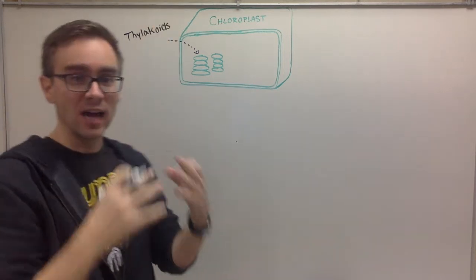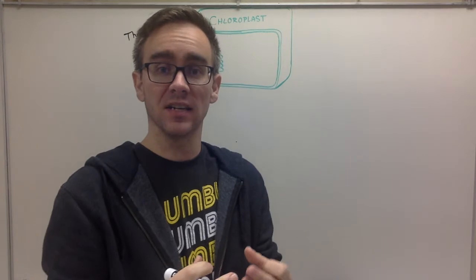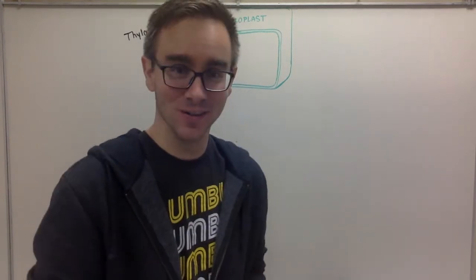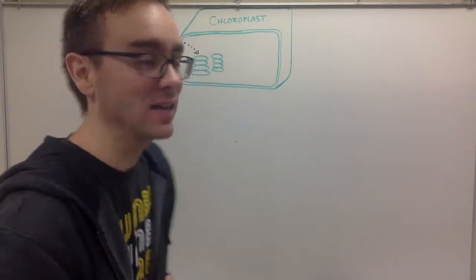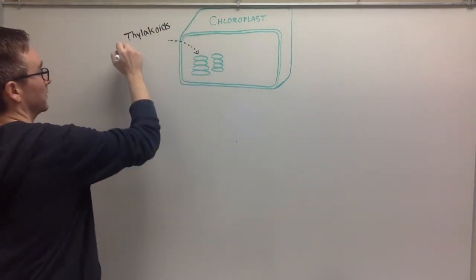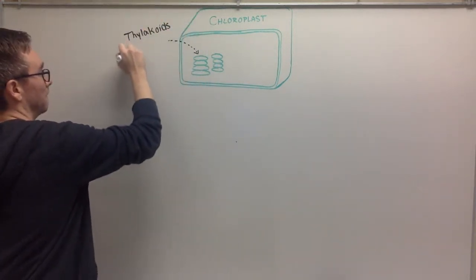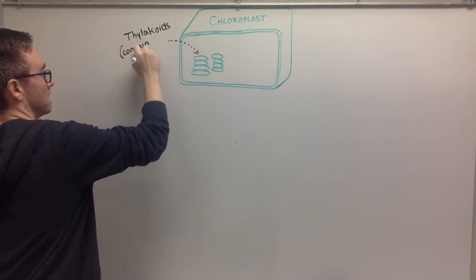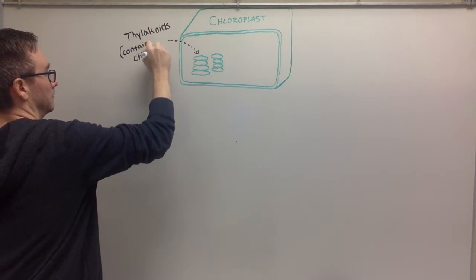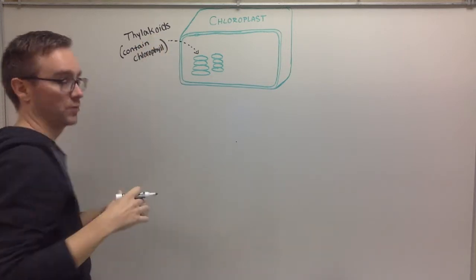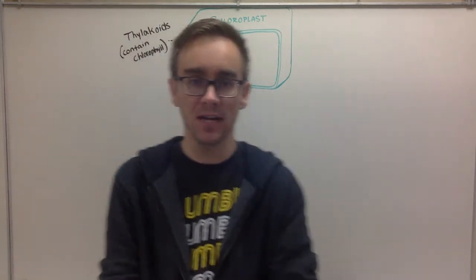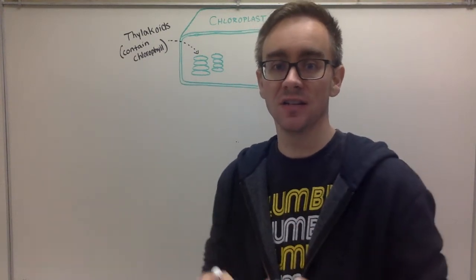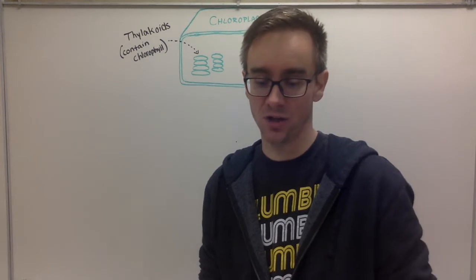These thylakoids are very, very important because they contain something that is crucial for this reaction, and they contain chlorophyll, which we said in the last video is the pigment that is responsible for absorbing the light energy that is necessary to make this reaction happen.